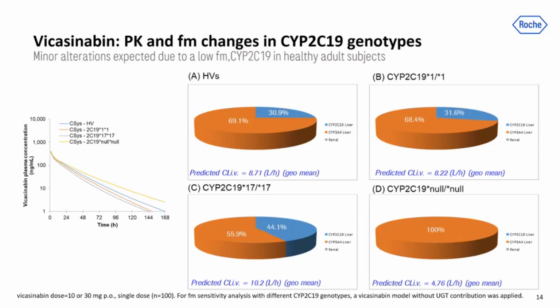Actually, you can see the PK profiles here, left-hand side, and across star 1, star 17, and null populations, we may see some half-life change. However, this also can be hidden by the individual variability. So we usually conclude that CYP2C19 genotypes may not impact the PK of Vicasinabin.